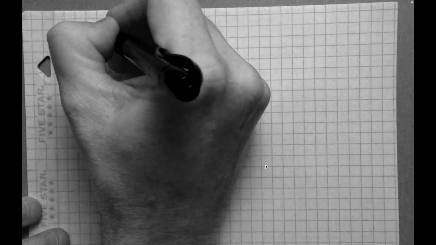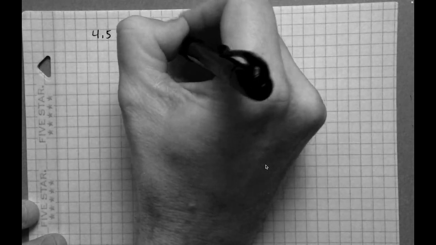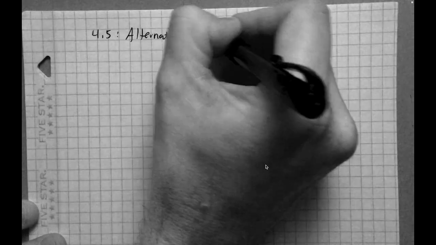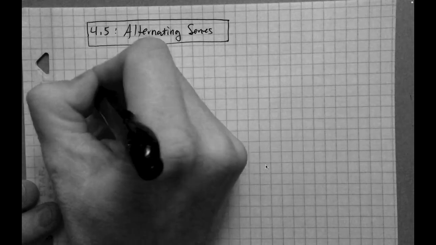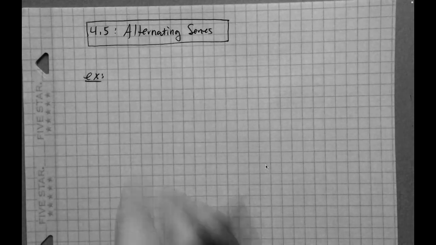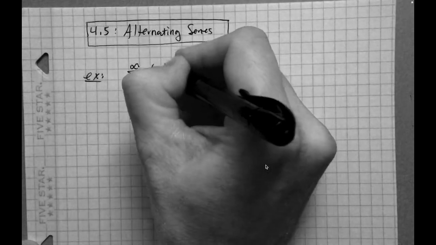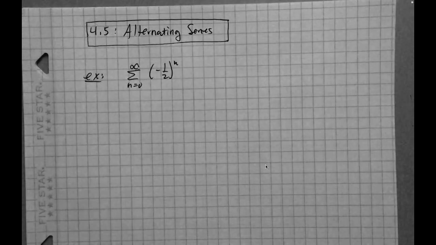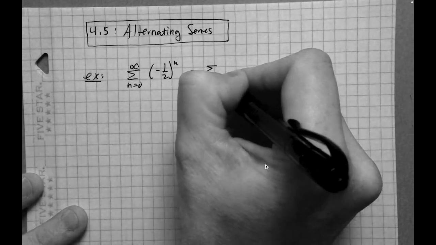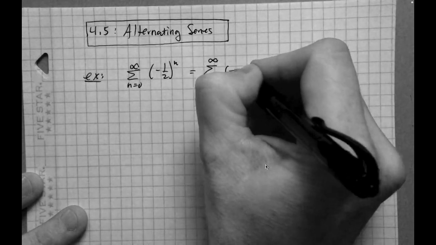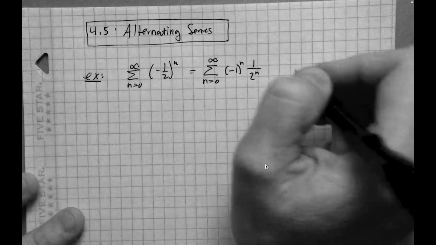All right, we'll call this section 4.5, alternating series. And let's start with just an example of what we mean by an alternating series. So here's an example. The sum from n equals 0 up to infinity of (negative 1/2) to the nth power. Another way to write this is the sum from n equals 0 to infinity of (negative 1) to the nth power times 1 over 2 to the n.